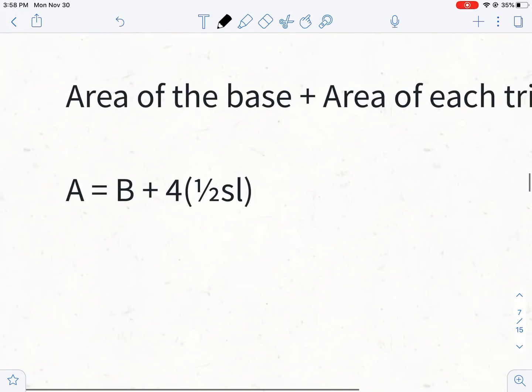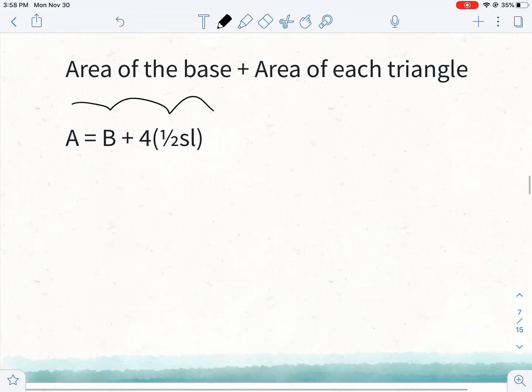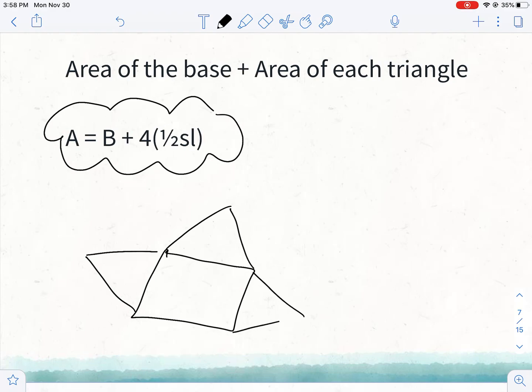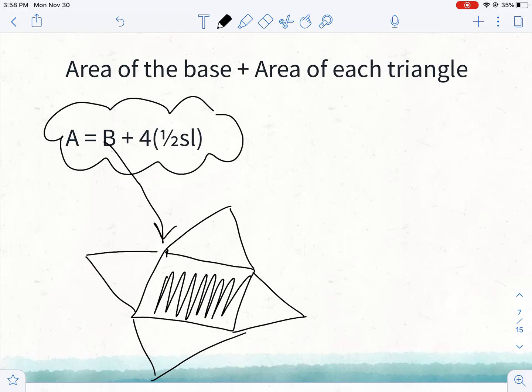If I have a square pyramid, my formula looks something like this. And the reason this works is if I picture unfolding that square pyramid, my base is still just my base. Easy. Then I have 4 triangles going around.